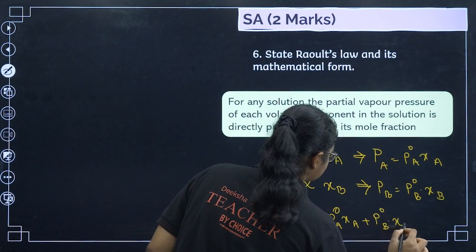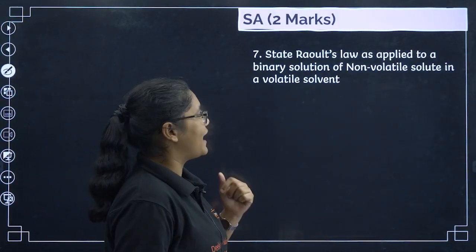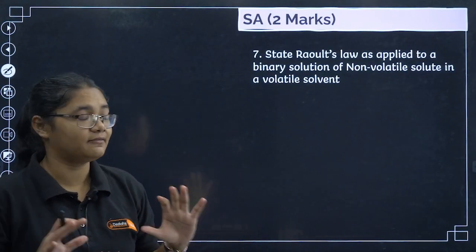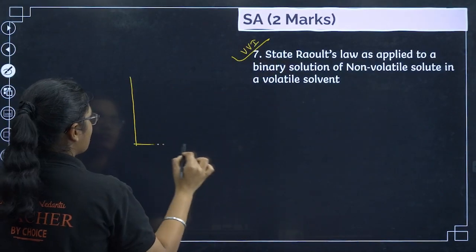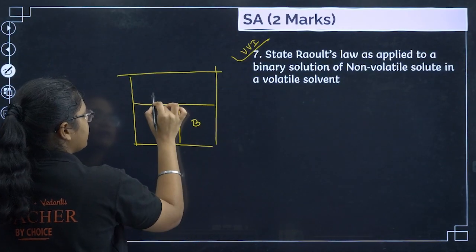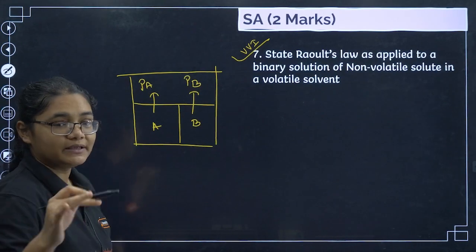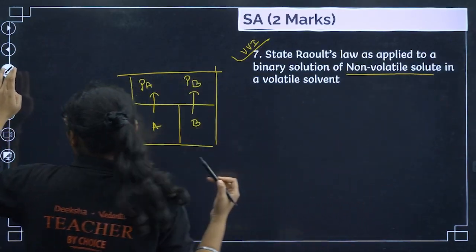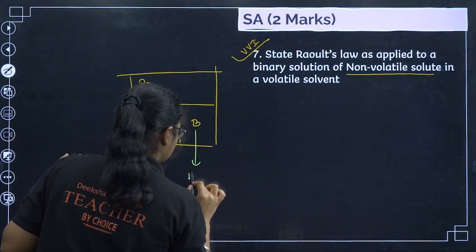Now coming to the next question: state Raoult's law as applied to a binary solution of a non-volatile solute in a volatile solvent. This is a very important, or I can say a tricky, question. If you have 2 components, A and B, A will create vapor and B will create vapor, so we get PA and PB, and the total pressure is PA plus PB. But now they are telling you that you have added a non-volatile solute. That means this B which you have added is non-volatile.